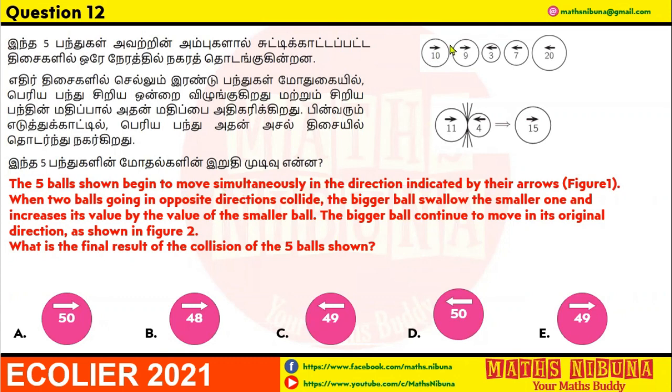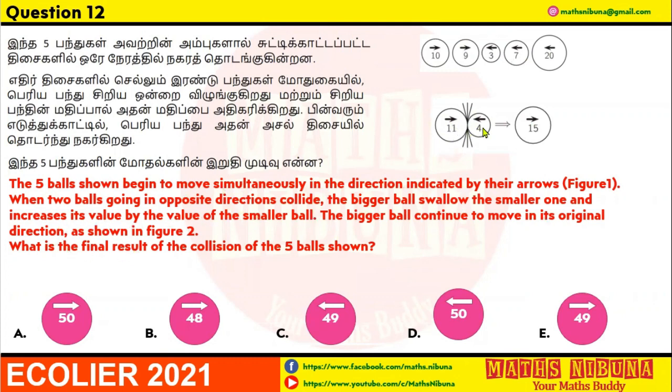That means the 10 is going to the right, 9 going to the right, and 3, 7, 20, these 3 are going to the left. When 2 balls going in opposite directions collide, the bigger ball swallows the smaller ball, so they will eat the small ball. Like this one, the 11 will eat the 4. So the 4 goes inside the 11. So 11 becomes 15. It becomes bigger, and increases its value by the value of the smaller ball. Just plus it.